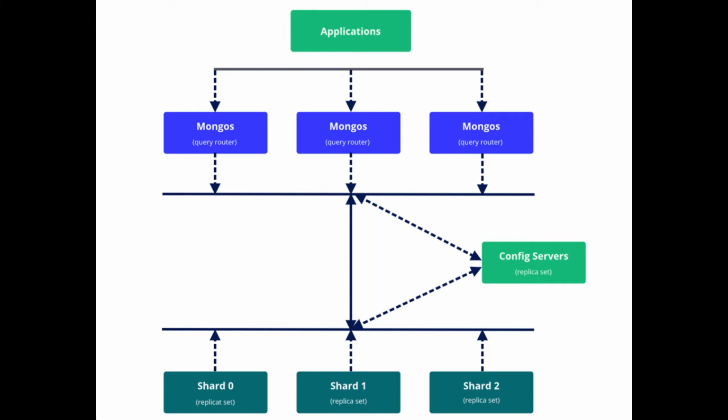I will launch 7 AWS instances. 3 will be for the 3 replica members of the config servers. Another 3 will be for the 3 replica members of one shard, and the remaining one will be for mongos. So no more theory. Let's dive into the implementation.